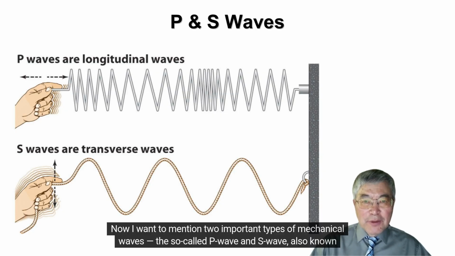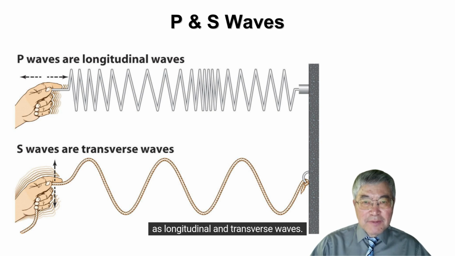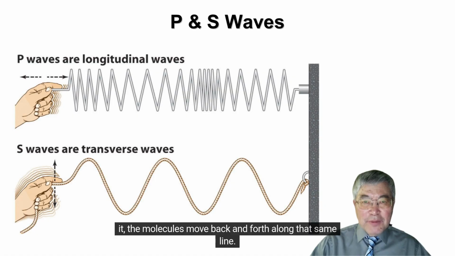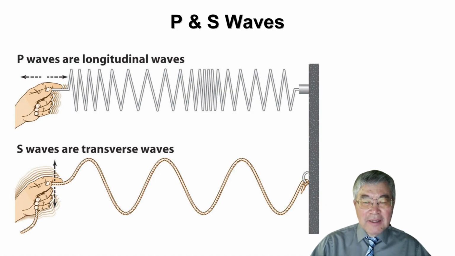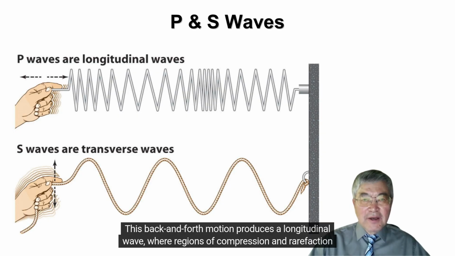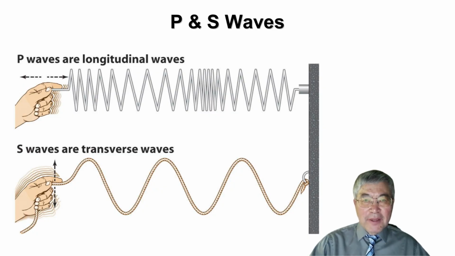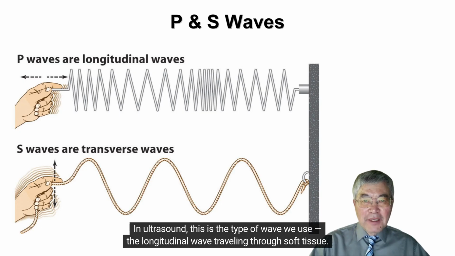Now I want to mention two important types of mechanical waves, the so-called P wave and S wave, also known as longitudinal and transverse waves. Remember what we discussed earlier? When you push a volume of air in one direction and then release it, the molecules move back and forth along that same line. This back and forth motion produces a longitudinal wave where regions of compression and rarefaction travel in the same direction as the wave. That's what we call a P wave or pressure wave. In ultrasound, this is the type of wave we use, the longitudinal wave traveling through soft tissue.